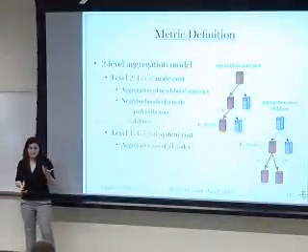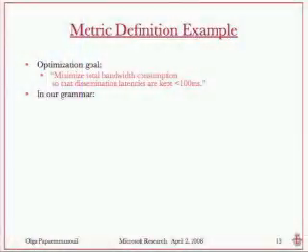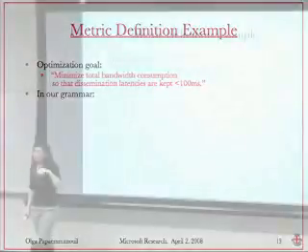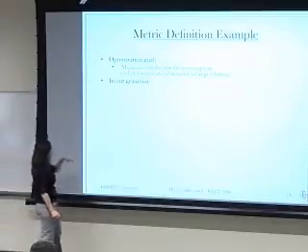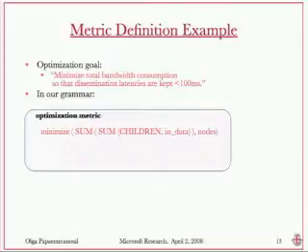So let's look at an example. Let's assume I want to create a tree that minimizes the total bandwidth consumption while keeping the dissemination latency under a specific threshold. I have to define an optimization metric. So in our grammar, it would be expressed like that.